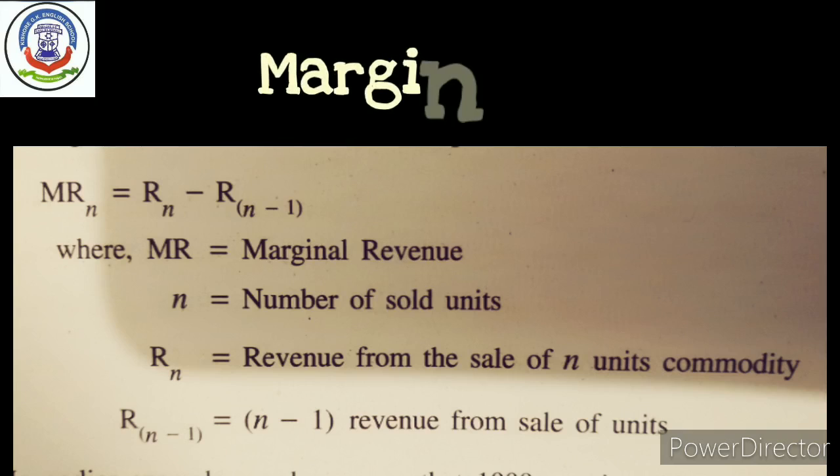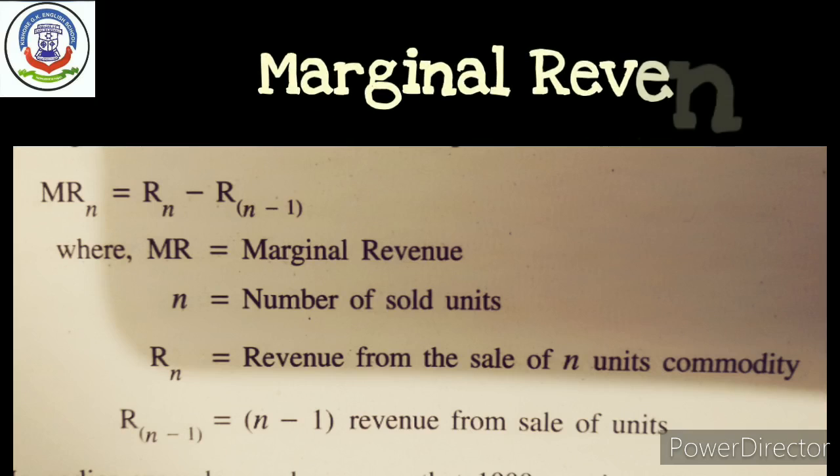Marginal revenue. The income from per unit sale is the average revenue of a firm, whereas marginal revenue is the revenue from the sale of one additional unit. So marginal revenue is the change in total revenue which results from the sale of one more unit of commodity. In formula, marginal revenue MR_n is equal to revenue R_n minus revenue R_n minus 1. MR means marginal revenue, n means number of sold units, R_n means revenue from the sale of the nth unit of commodity, R_n minus 1 is equal to the revenue from the sale of the (n minus 1)th unit.